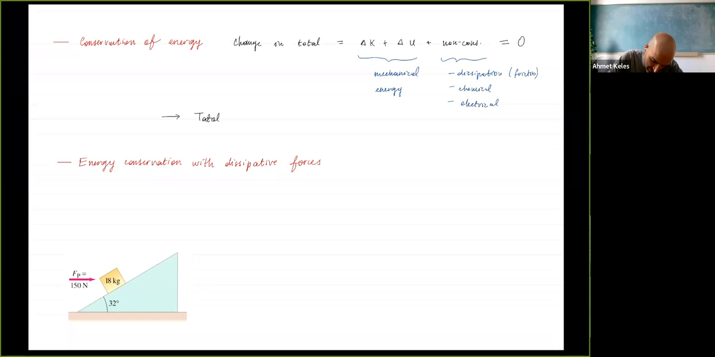Total energy is always, and this is always conserved. Any questions, any comments?